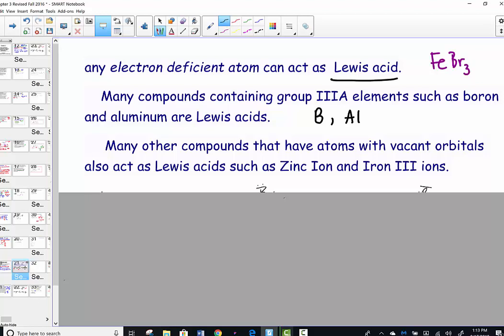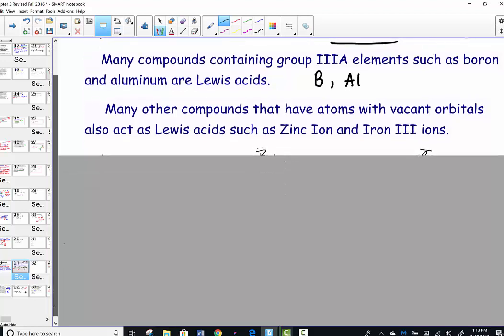Other compounds that have atoms with vacant orbitals also act as Lewis acids, such as the zinc ion and the iron Roman numeral 3 ions. Lewis acids are electron pair acceptors. I'll dwell on that definitely coming up more, but I'm just giving you the inkling of what that means.